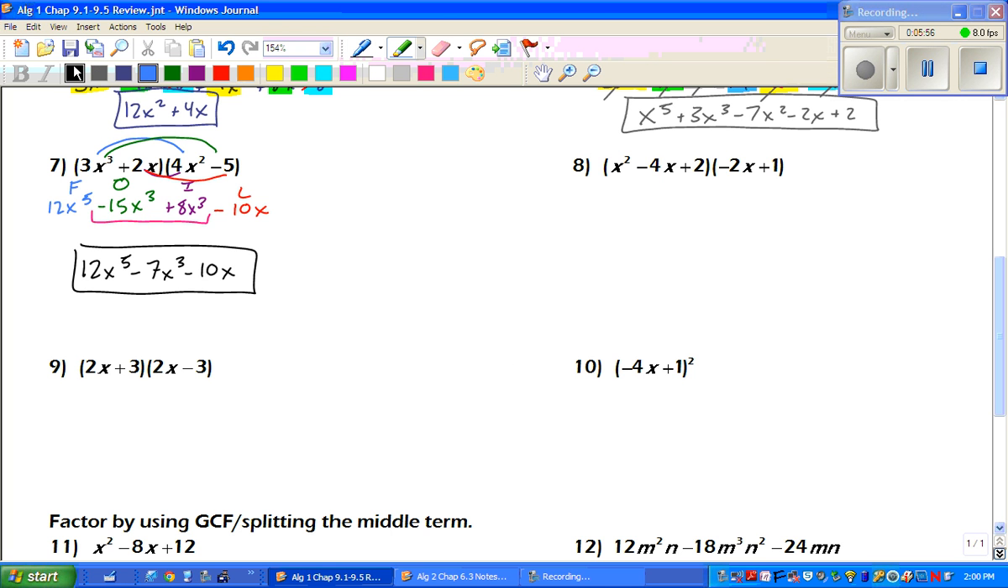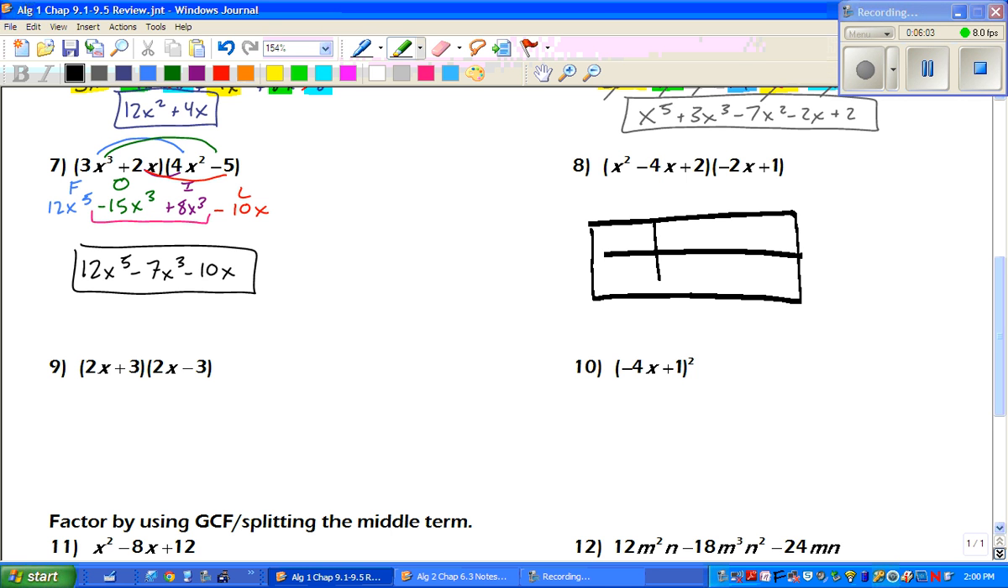Okay, now for number 8, I'm going to do the box method for this. I have a trinomial times a binomial. We got x squared minus 4x plus 2 and negative 2x plus 1. So let's multiply everything inside the box.